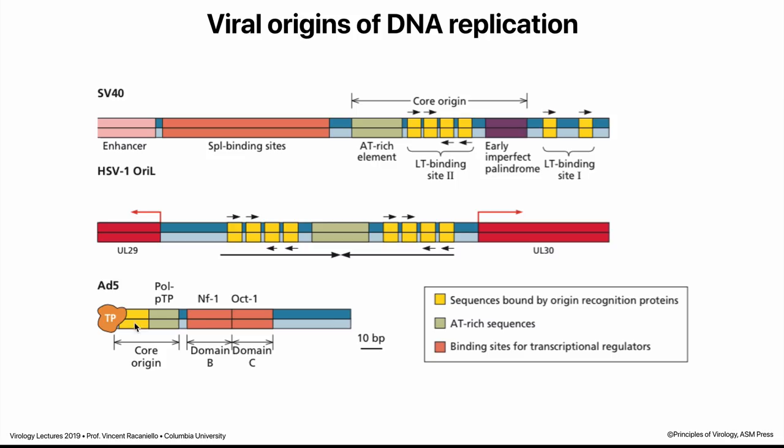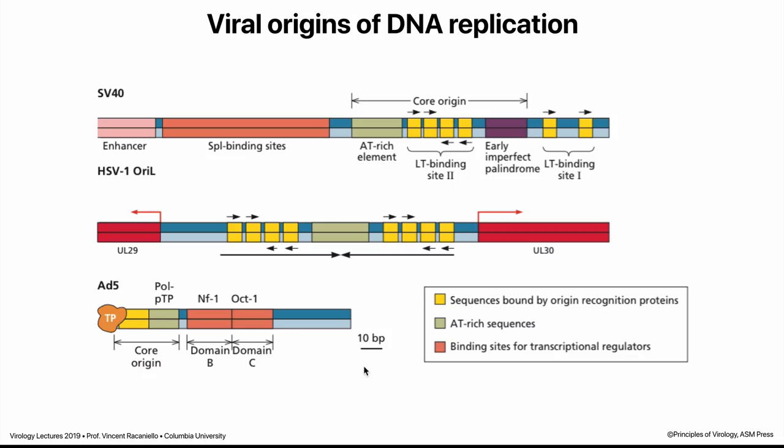We also have AT-rich sequences in all of these origins that helps them to denature more easily by the origin binding proteins. And then, interestingly, these origins are often very close to promoters. Now, you can't see that on the SV40 origin, but you can see there are binding sites for transcriptional regulators like SP1. There's an enhancer here. That's for the SV40 promoter. Here, there are two herpesvirus promoters going in different directions away from the origin. And for the adenovirus, you see binding sites for transcription factors as well, NF1 and OCT1. So there's a promoter not too far from here. Promoters and origins seem to be very close to one another. So somehow the transcriptional activity is linked to DNA replication.